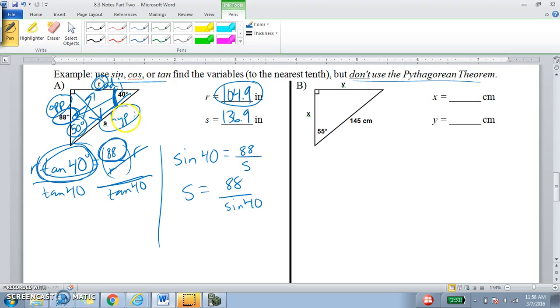If you get that this value is bigger than this value for some reason, then you need to go back and check your work and see what you did wrong, because that should not happen.